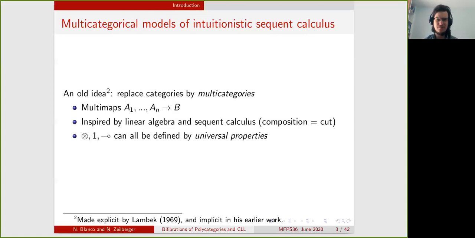So in a multicategory, instead of having morphisms that have one input and one output, you have multimaps where the domain can have many objects. And using these multicategories to represent sequent calculus is inspired on one hand by the notion of multilinear map in linear algebra, and on the other hand by the intuitionistic sequent calculus. And so using this interpretation, we can define the connectives by universal property instead of defining them by structure.